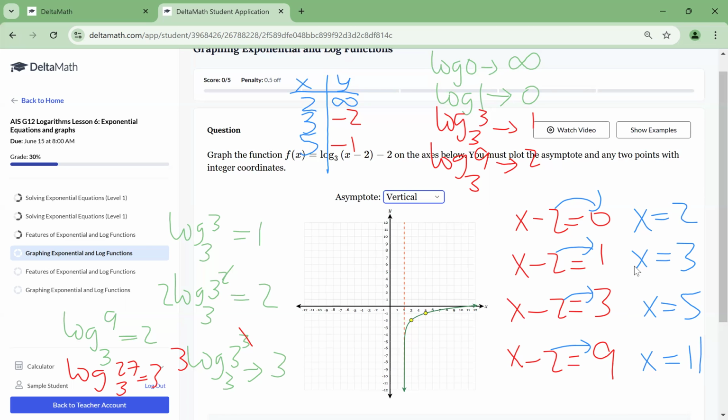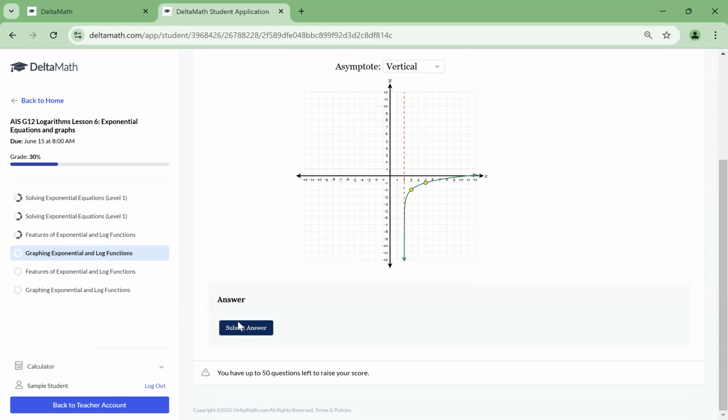So this wraps up this problem here. We can submit.